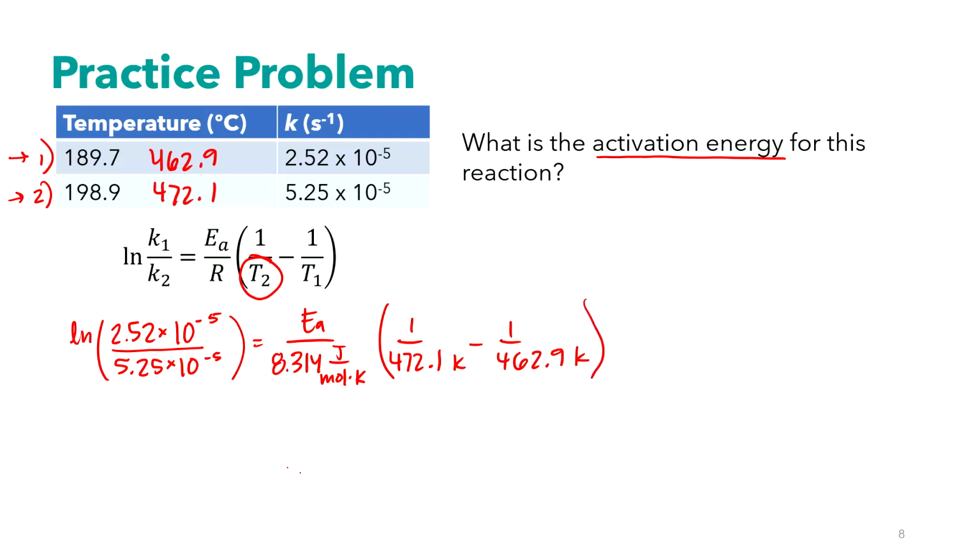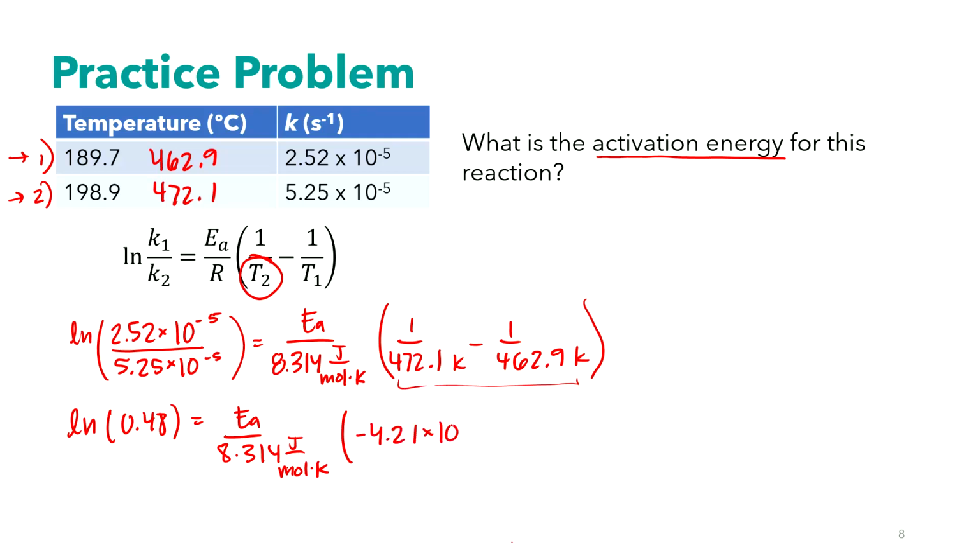All right, so here's what I have. I'm going to just condense some of this, solve out. I'm getting the natural log of 0.48, okay? That equals EA, still have 8.314 there, joules per mole Kelvin, times, in this parentheses, I got negative 4.21 times 10 to the negative 5th. That's 1 over K.